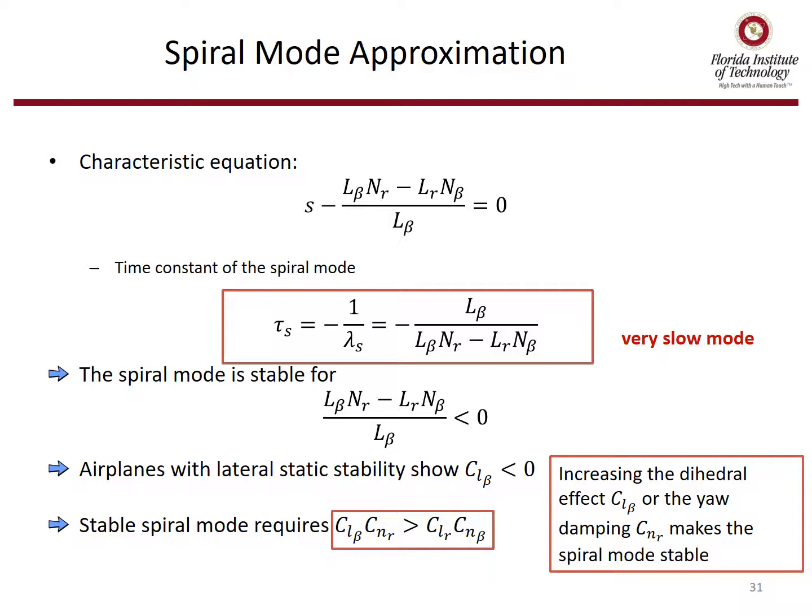The spiral mode is going to be stable if that quantity is negative. Airplanes with lateral static stability have C_l_beta negative. So spiral mode requires C_l_beta times C_n_r to be greater than C_l_r times C_n_beta. So increasing the dihedral effect C_l_beta or the yaw damping C_n_r makes the spiral mode stable.